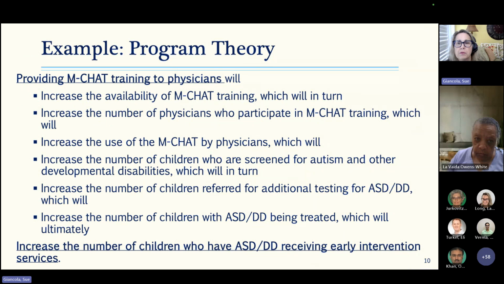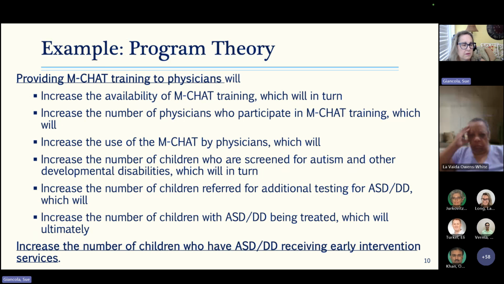So here's an example of a program that I evaluated that's intended to increase the number of children with autism spectrum disorder or other developmental disabilities receiving early intervention services. So MCHAT is a tool that physicians can use with young children to screen for children who are at risk for developmental disabilities. This is a simplified example. It just includes one strategy, which is training, and one long-term goal, which is increasing the number of children who receive early intervention services.